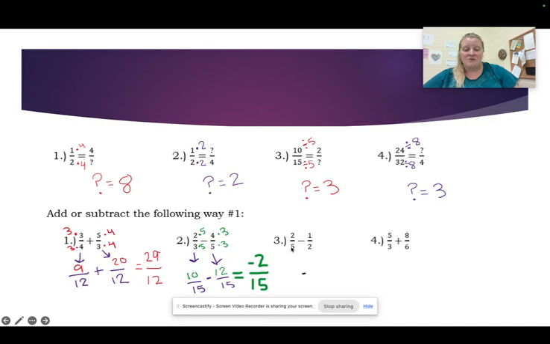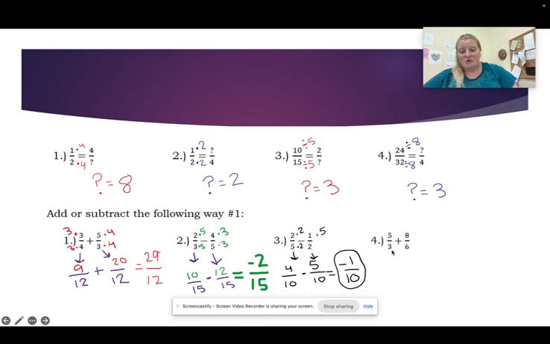Number 3, I see 5 and 2 are my denominators, so those are both factors of 10. And then to turn 5 into 10, I have to multiply by 2 to get 4. To turn 1/2 into 10, I have to multiply the top by 5. And so 4 minus 5 is -1.